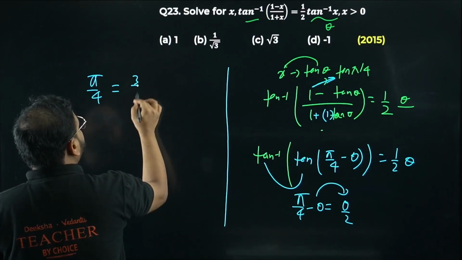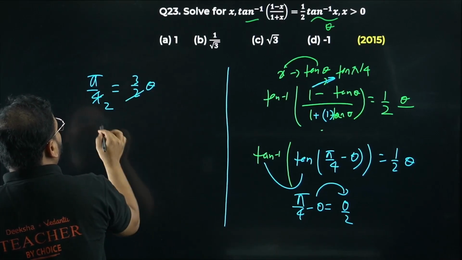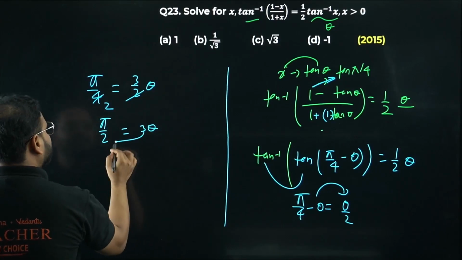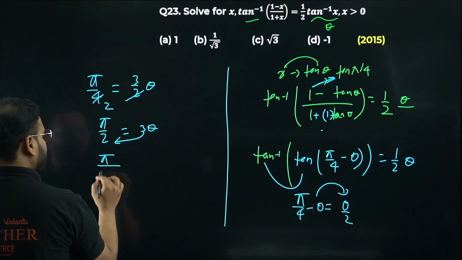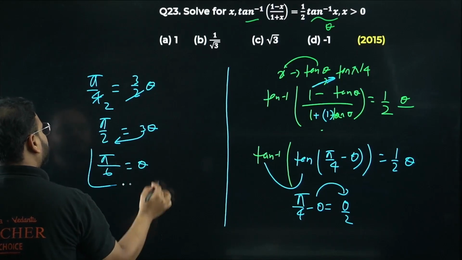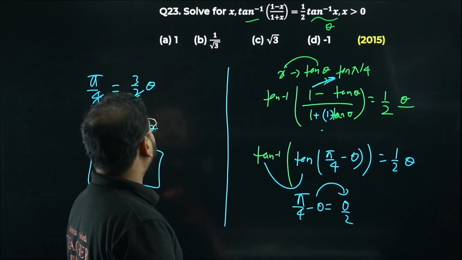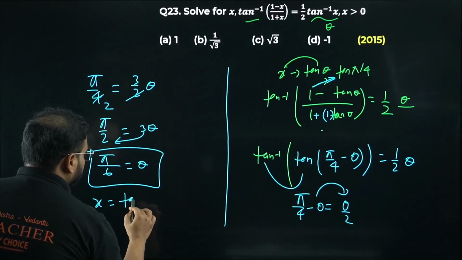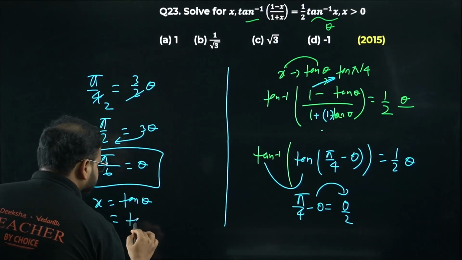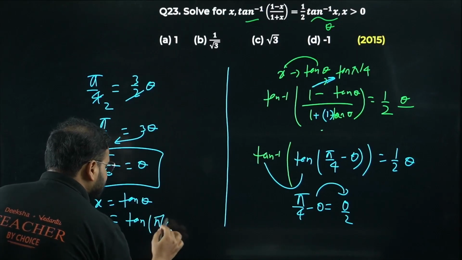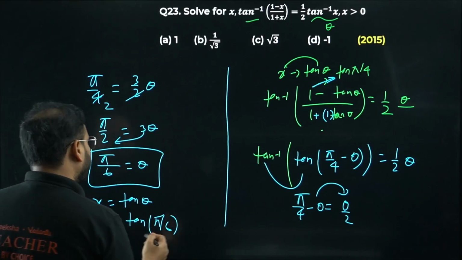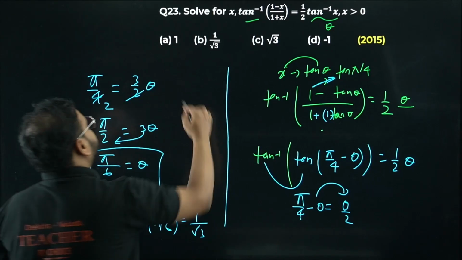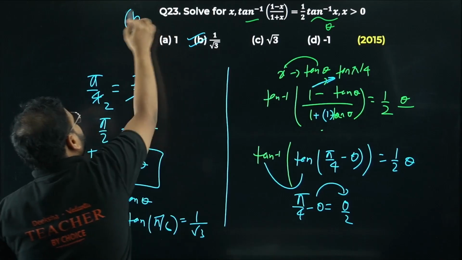1.5 means 3 by 2 theta. 2 and 2 cancelled. I get pi by 2 as 3 theta. It means, move this 3 to the other side, I get pi by 2 into 3, so pi by 6 as the value of theta. We're looking for the value of x, right? So x value is nothing but tan theta, so tan pi by 6, I get 1 by root 3. Answer is B. Please check, answer is B.